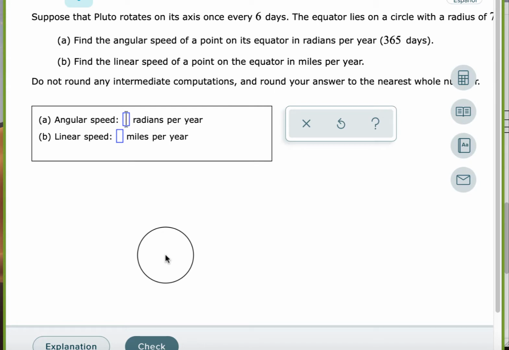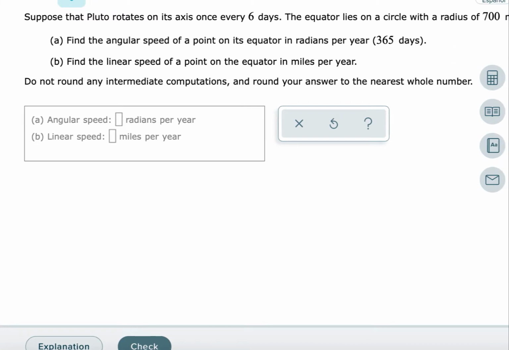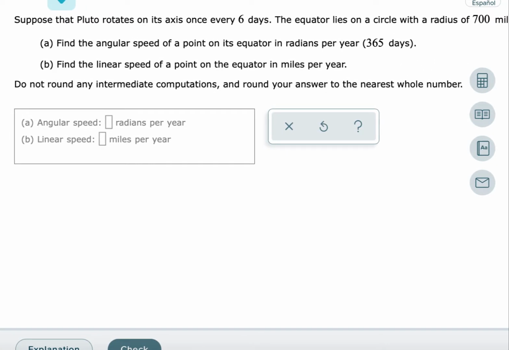All right, so this is good. This one they give us the rotates on this axis once every 6 days. The equator lies at a radius. So in this one, we're not having linear speed. We are having this rotation, and rotation of once every 6 days lets us know that's going to be something different. That's angular speed. So let's open up MathType to capture that.